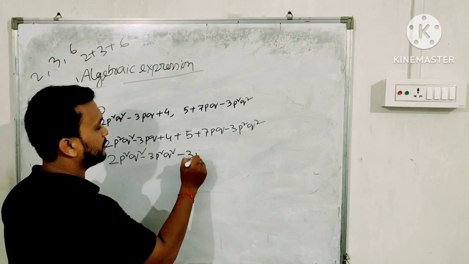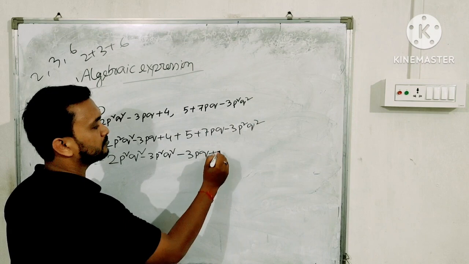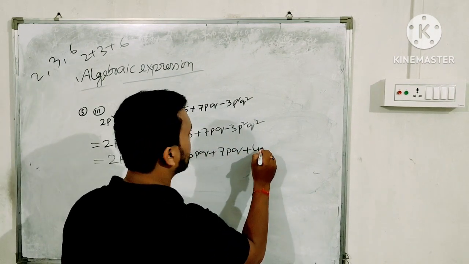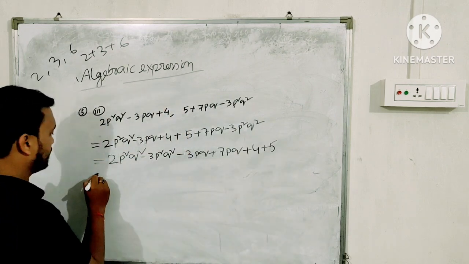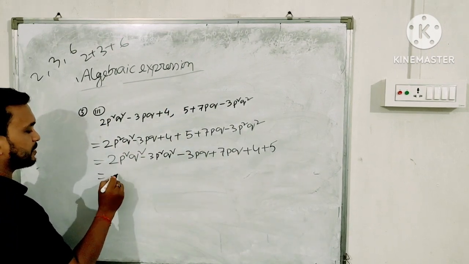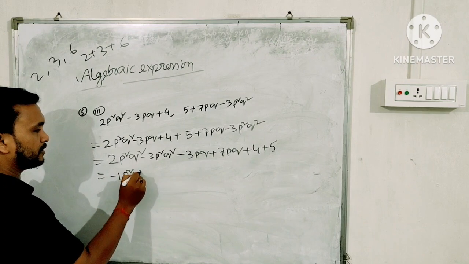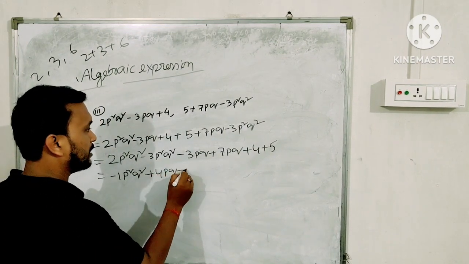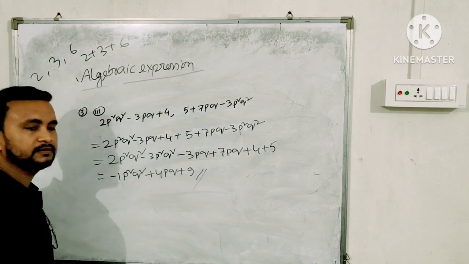Then minus 3pq, which one is like term? This one. With plus 4, which one is like term? 5. 2 minus 3, that is minus 1 p square q square. 3, this will be plus 4pq. And this is 9. Done.